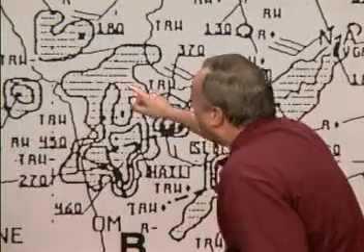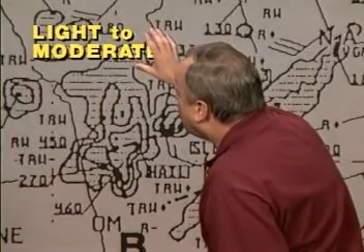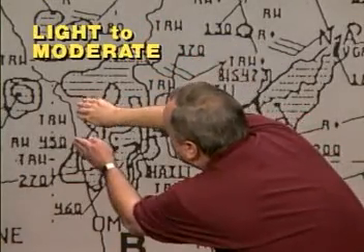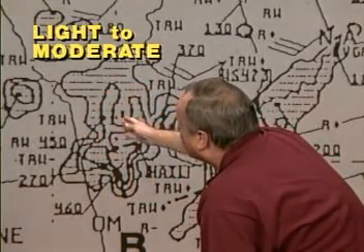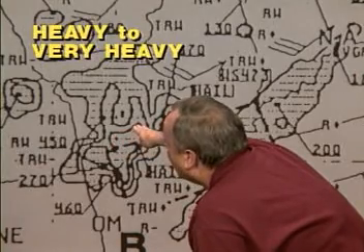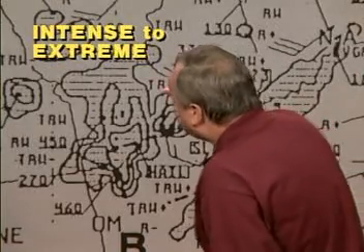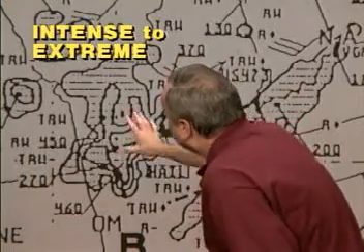For instance, the outer contour line shows you what they call VIP levels 1 and 2, which is light to moderate precipitation. Then you go into the second contour line, and that shows VIP levels 3 and 4, which is heavy to very heavy precipitation. And finally, into the third contour line, and now you have VIP levels 5 and 6, and that is intense to extreme precipitation. So you can see in this particular case there is a lot going on here.